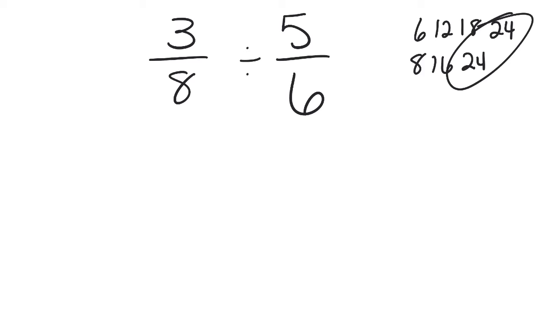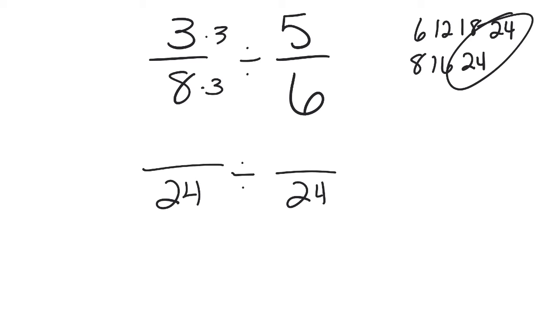That's your least common denominator. So we would change these both to be out of 24. And remember, the golden rule in math is if you change one, you have to change the other. Well, how do I get from 8 to 24? That would be times 3. So 3 times 3 is 9.